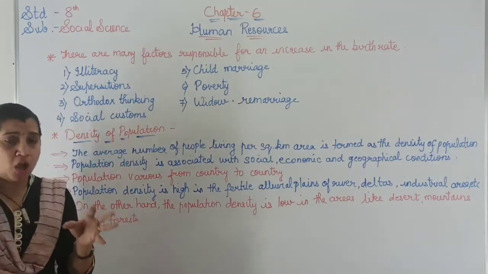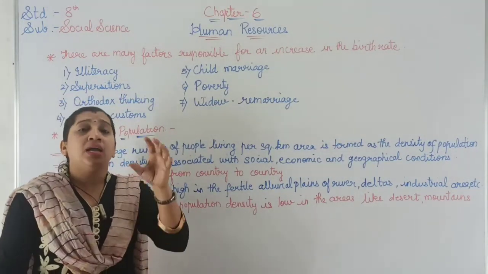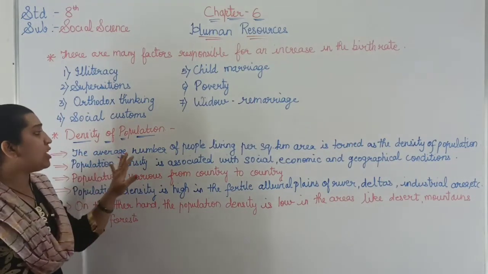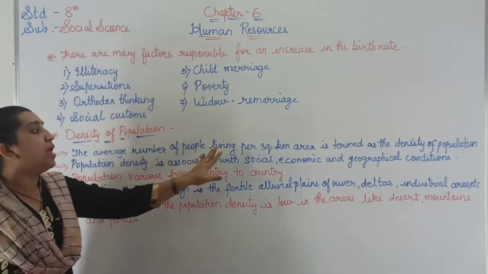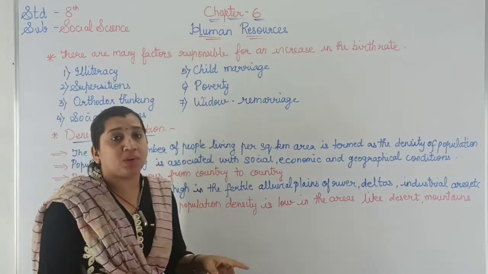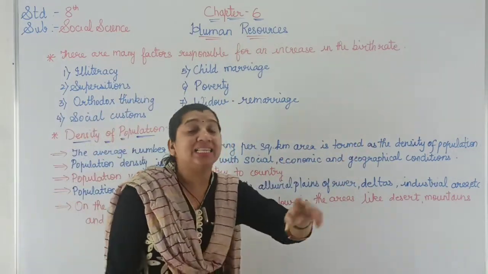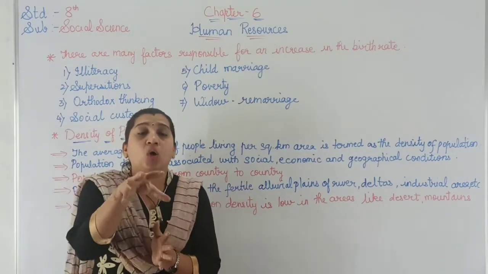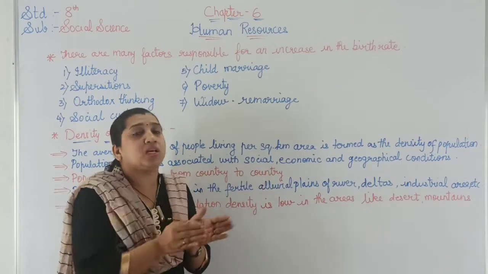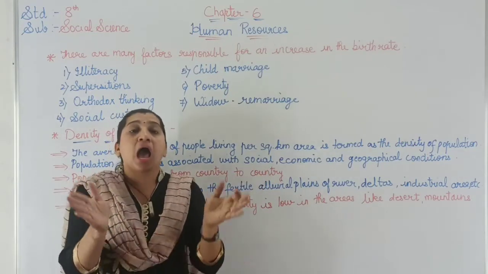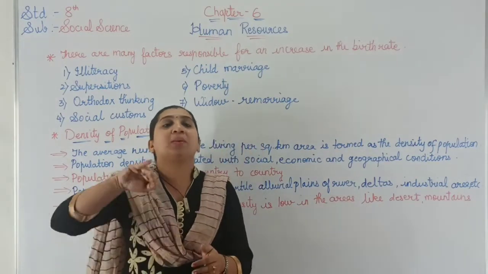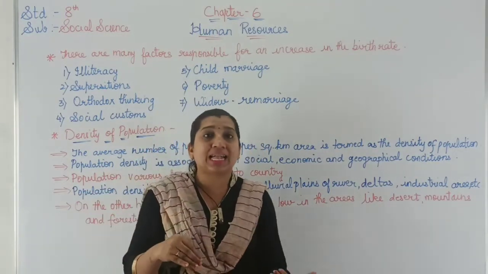Now, what is the density of population? Along with the census, the density of population is also calculated. The average number of people living per square kilometer is termed the density of population. After the census is done, area wise, they record how many people reside in a particular square kilometer, and how many males and how many females there are.